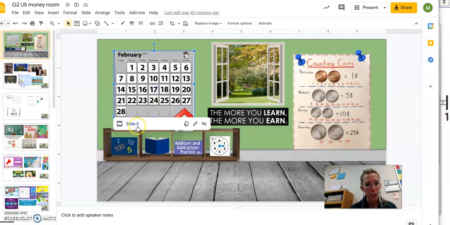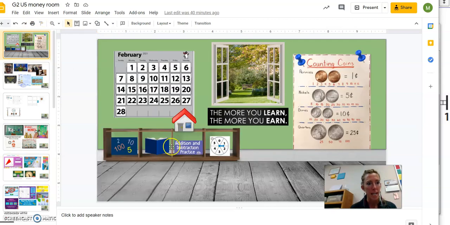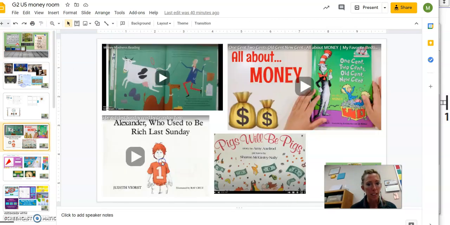If you go to the calendar, that's going to be your same stuff that we already looked at from before with the place value math room. This one's for number corner. And then I have different books in here, different read alouds all about money. Some of them are better just muting and you reading it, and some of them are pretty good to where they could just listen.